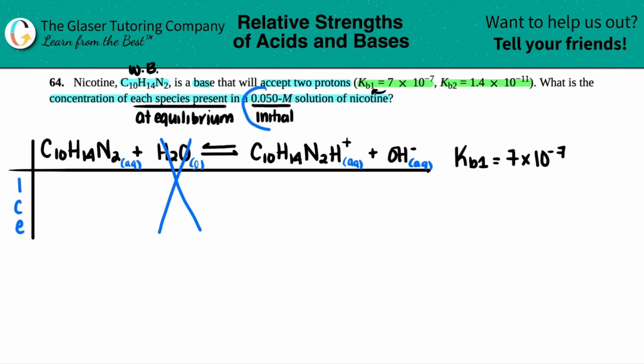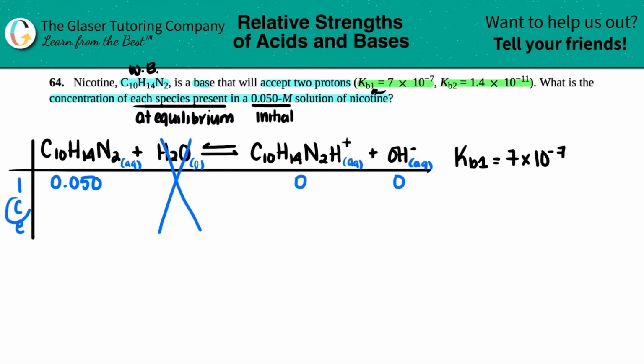Okay, they did say that we initially started off with a 0.050 molarity solution of nicotine. So that's going right over here, 0.050. They already gave me molarity, so that's the only unit that's allowed in here. For acids and bases, you could see gases, but generally it's going to be molarity. They did not state that I started with any of this, or the hydroxide ion concentration. So I'm going to say 0 and 0.